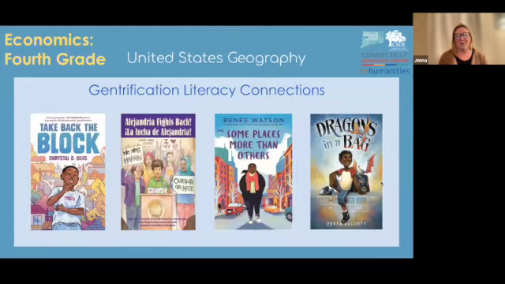So these are a few novels that all hit on gentrification. The first being the first example that we talked about, which was a great novel that coincides with this standard and can lead to a lot of great class discourse as you read through. And it is called Take Back the Block. The next one is Alejandra Fights Back, Some Places More Than Others, and Dragons in a Bag.